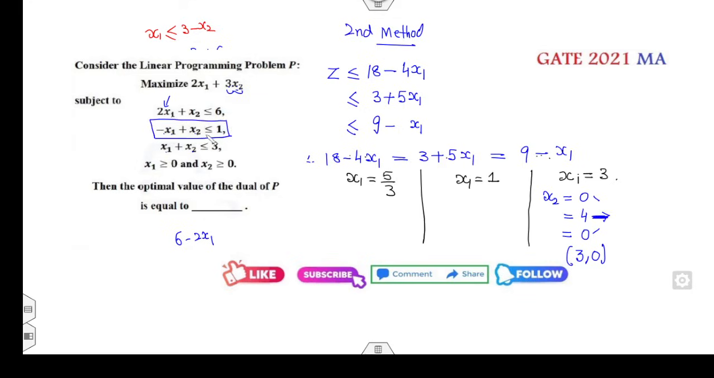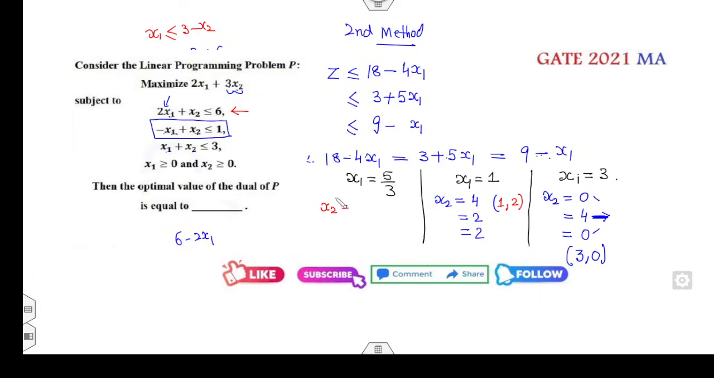-3 plus 0 less than... yes, it is satisfied. Look at the second case. When x1 is 1, x2 will be 2. The two values are the same. So what point is formed? x1 is 1, x2 is 2. Fine. And the first constraint was not satisfied. You can check whether they are satisfied or not at the point (1, 2): 2 plus 2 less than 6, satisfied.